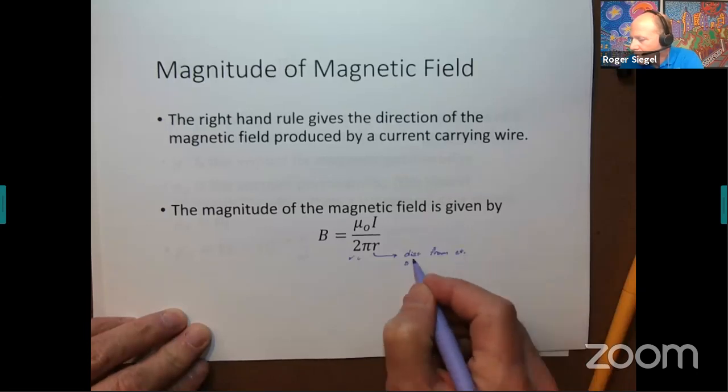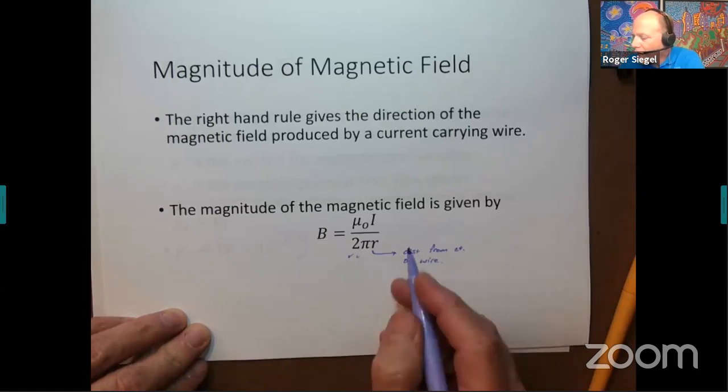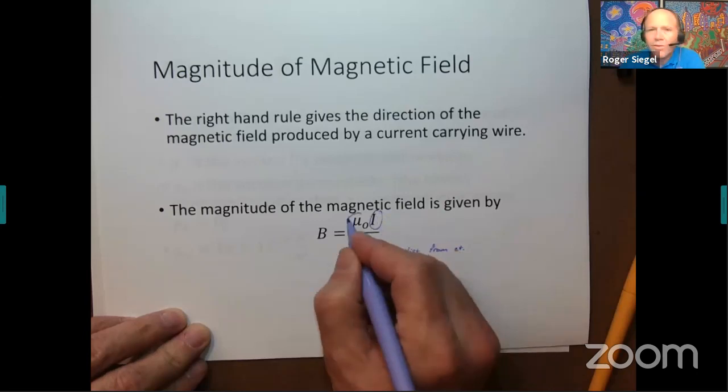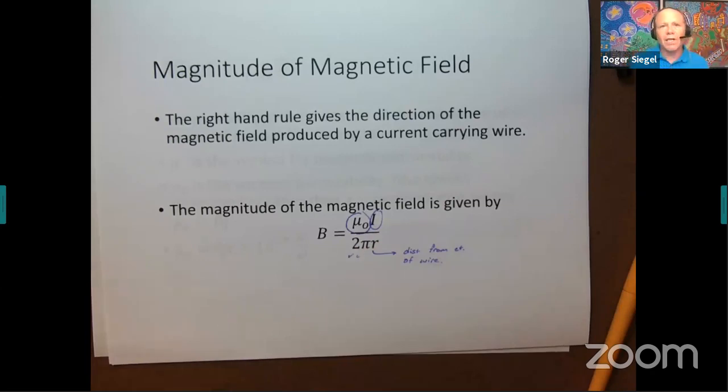Okay, and so you probably would have imagined that as well. I, of course, is the current. And now we have something that I don't think you've ever seen before. I think this is the first time we've seen this quantity. And this is a fundamental constant of the universe.